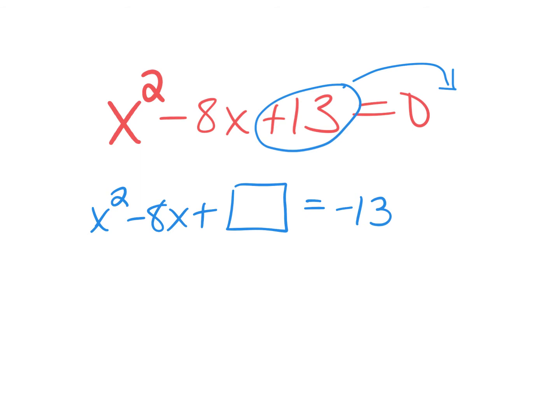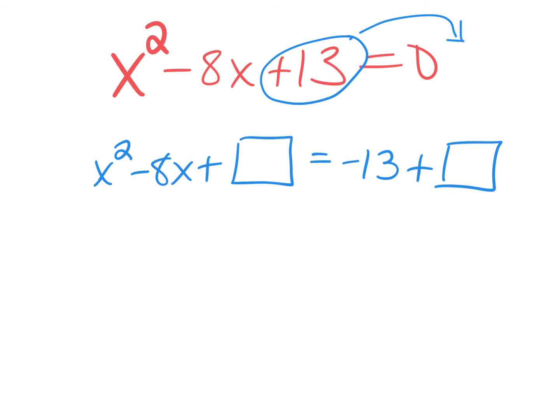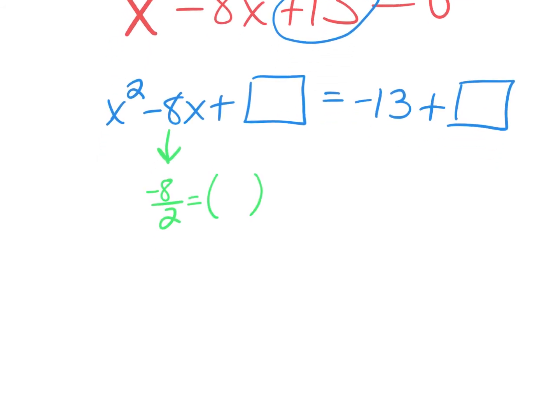Negative 13. And what you do to one side of an equation, guys, you do where? So then I'm going to put plus and then another box. All right, so our next step, you're going to take your b term. What's my b term? Negative 8, just the number in front. You're going to take your b term, negative 8, and divide it by 2. And that's going to tell you everything you need. What is negative 8 divided by 2? Negative 4.